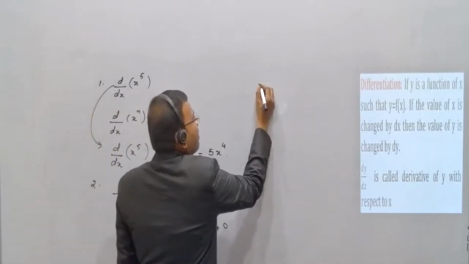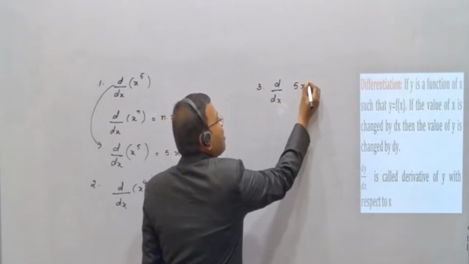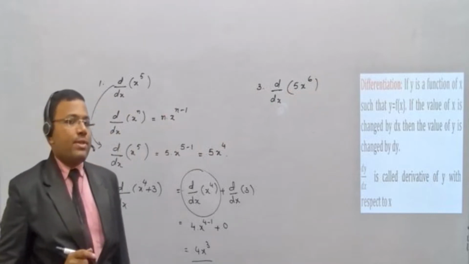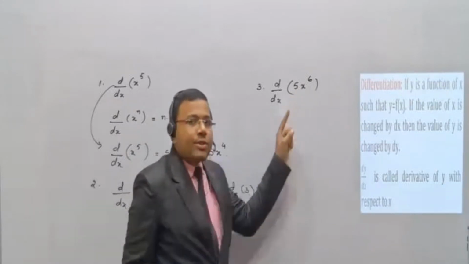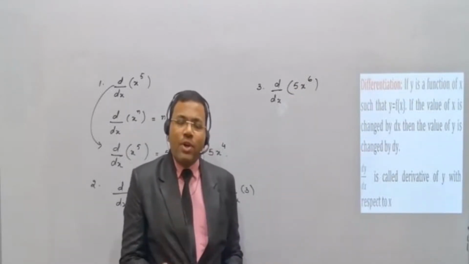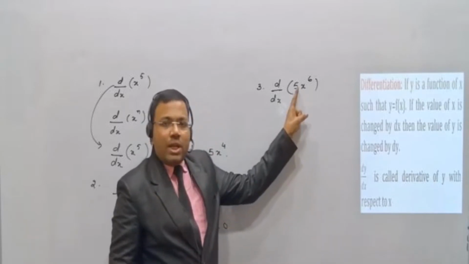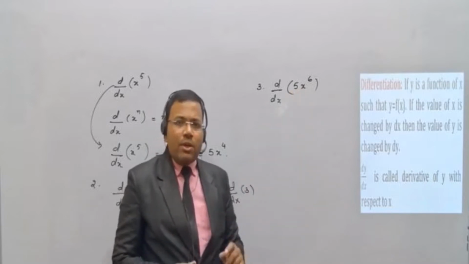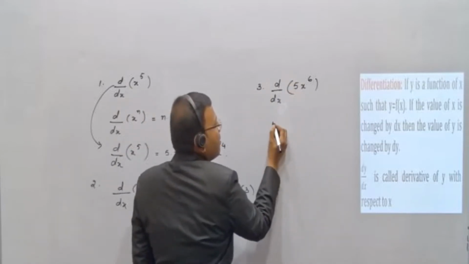Like if I find the third one, d by dx of 5x power 6. I want to calculate the differentiation of 5x power 6. So how to find? See student, this is a constant. Don't make it as 0 because the concept I have already given you. The differentiation of any separate constant is 0. It is an attached constant with x. x से हम ये attach करा हुआ है. That is why we cannot make it as 0. Try to understand. ठीक है, तो ये 5 हम ऐसे रखेंगे बेटा 5.